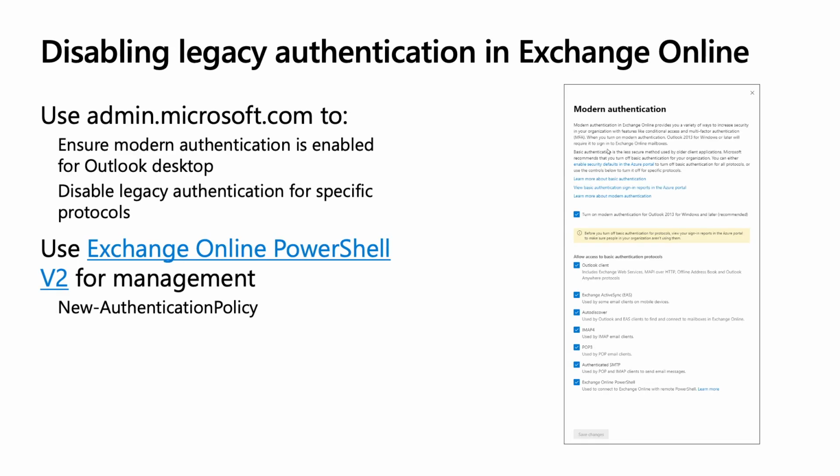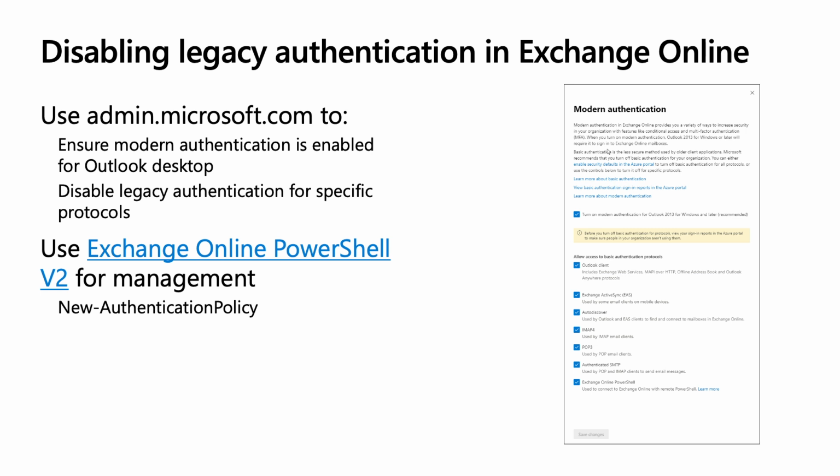How do we go about disabling legacy authentication in Exchange Online? Through the Admin Center, we can disable legacy authentication on a per protocol basis. This gives you the granularity you may need to disable and allow certain protocols while you transition off of legacy authentication to modern authentication. And of course, you could use Exchange Online PowerShell through the new authentication policy commandlet. Now, in order to disable legacy authentication, you have to know what your users are doing, what protocols they're accessing, what services are being used, and the authentication model.